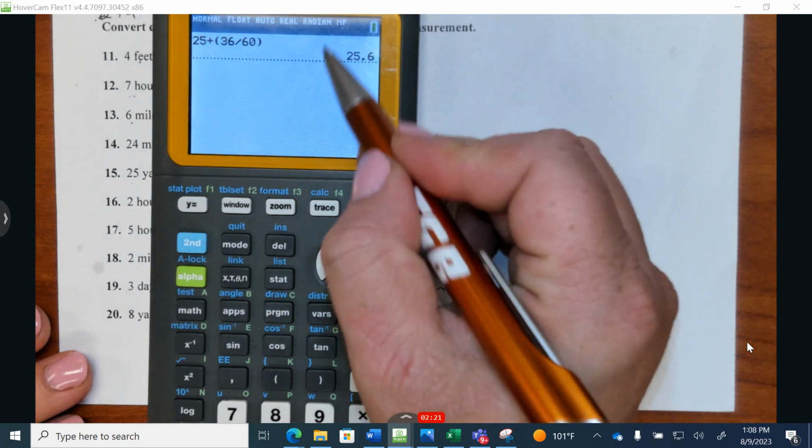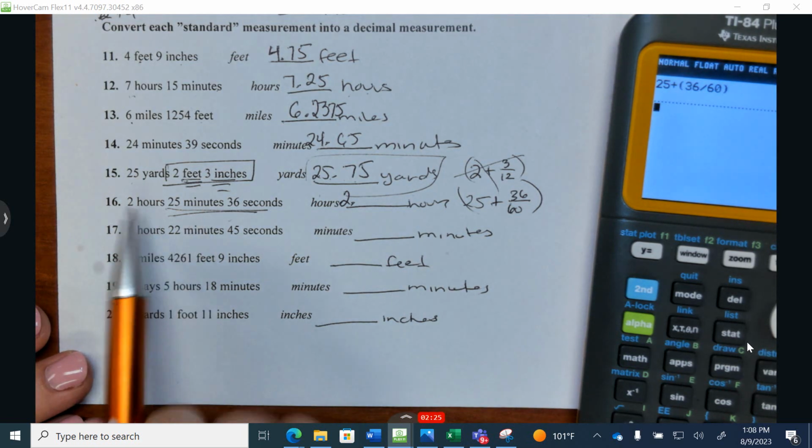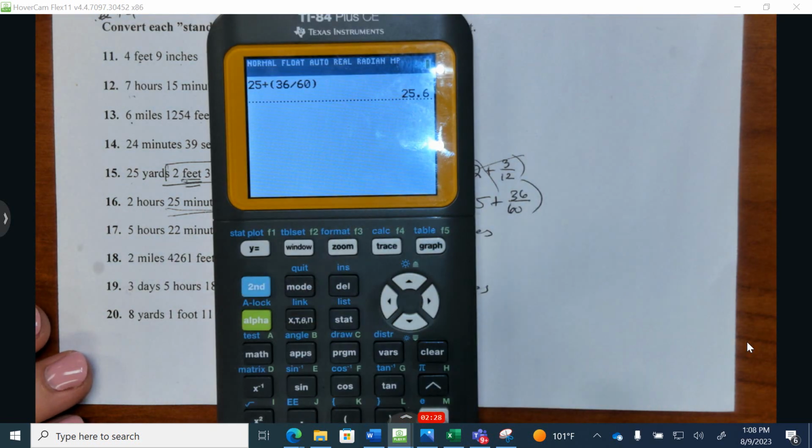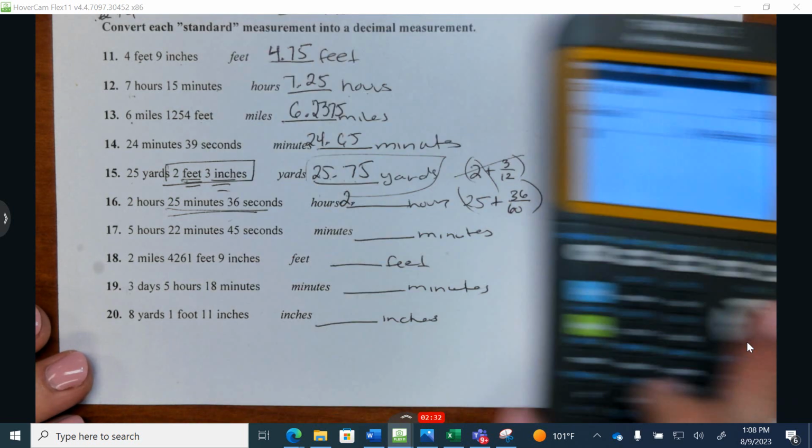So this is how many minutes I have remaining, but I'm supposed to write this all in terms of hours. How many minutes are in an hour? Take this portion and divide it by 60 because there's 60 minutes in 1 hour. 0.426 repeating.